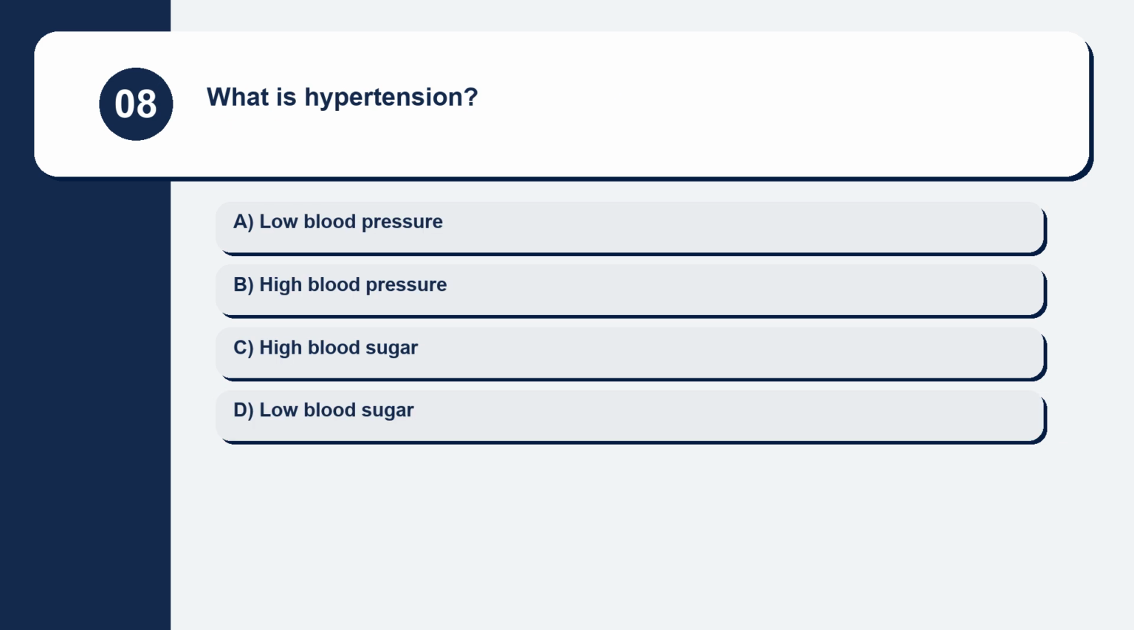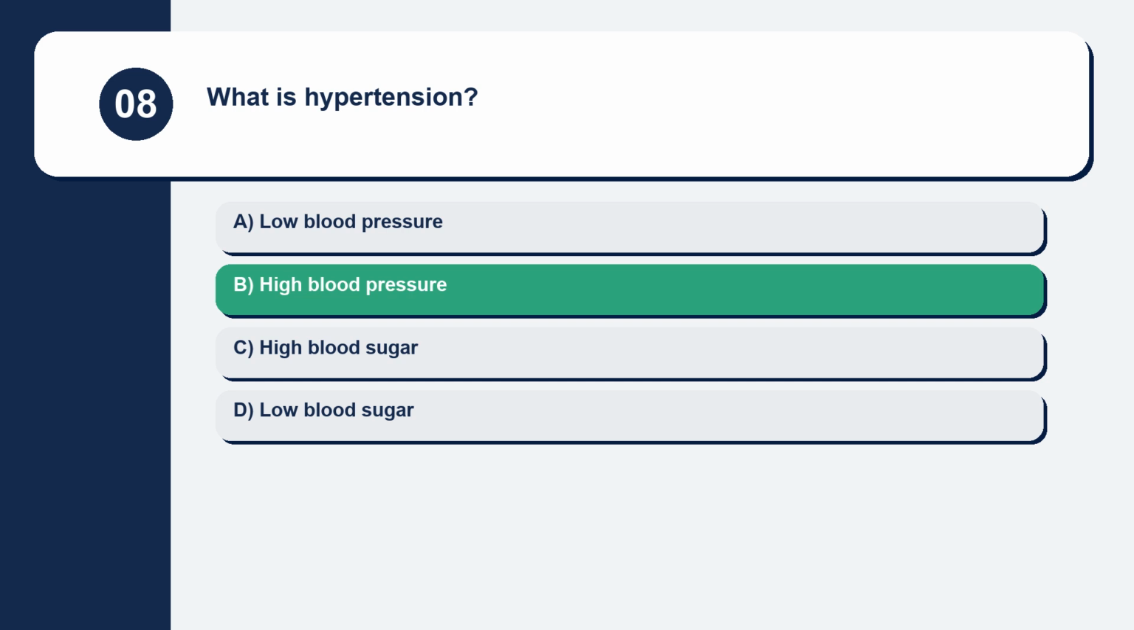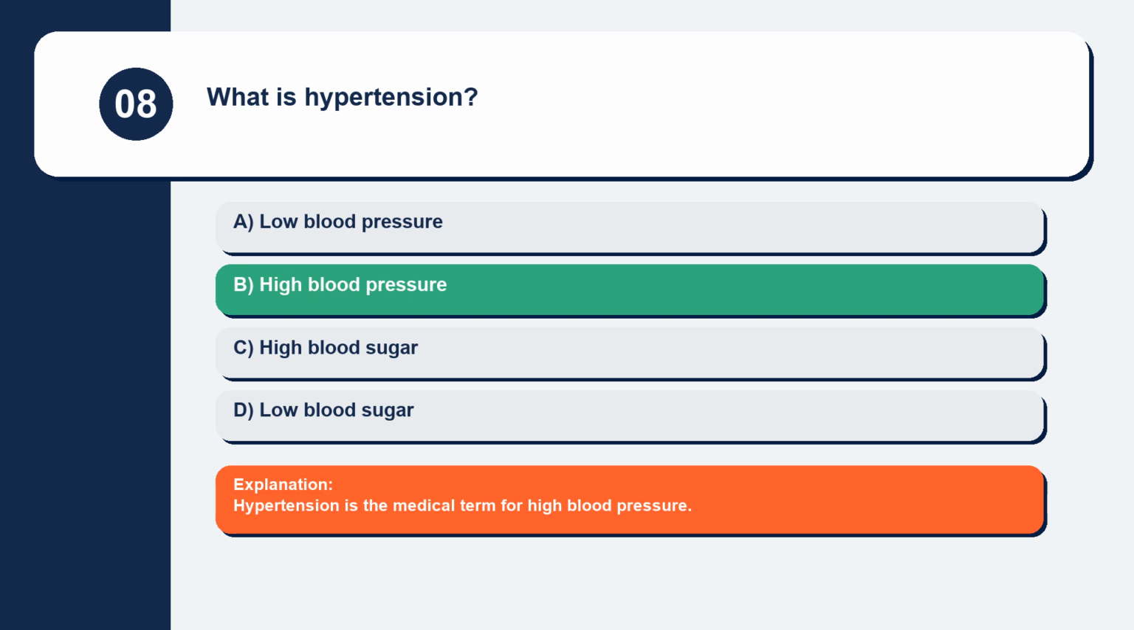Question 8. What is hypertension? Low blood pressure. High blood pressure. High blood sugar. Low blood sugar. Hypertension is the medical term for high blood pressure.